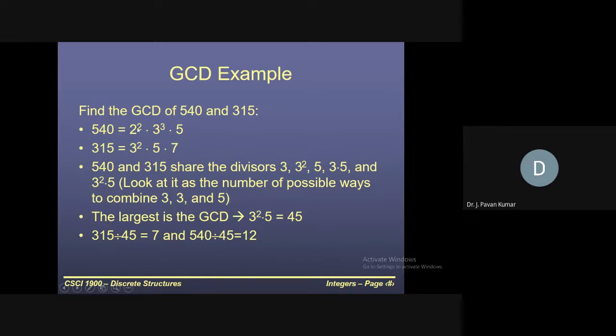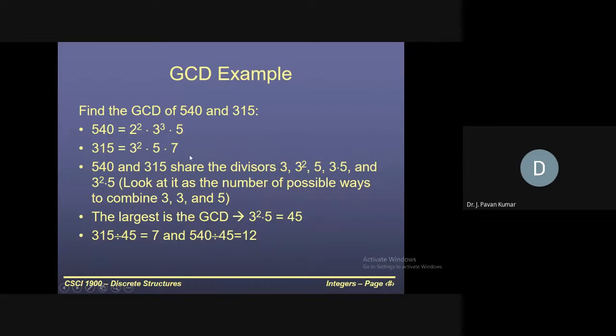By seeing this itself, we are able to say that 3 square is present in both, and 5 is also present in both the prime factorizations. So we can consider 3 square into 5 as the GCD. Understand? Although you might know some other methods, not only a single method, there exist several methods. One of those we'll see.